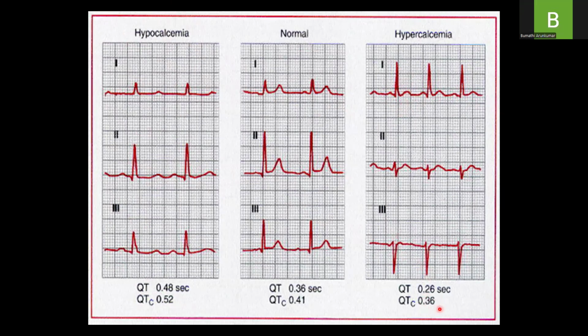See, it is 0.36 only. Short QT is due to hypercalcemia. So calcium metabolism directly affects the QT interval. If you have a normal calcium level, you will have a normal QTc. If you have hypocalcemia, you will have a prolonged QTc. If you have hypercalcemia, you will have a short QTc. You need not do a serum calcium measurement. You can confirm from the ECG itself whether he has a high or low calcium level. Right? So that is the implication.